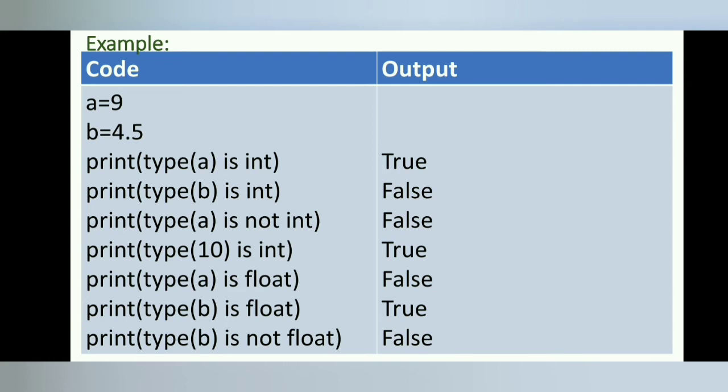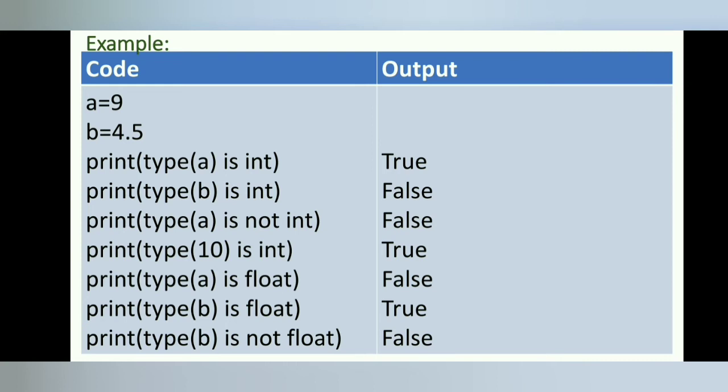Print type a is not int, the output will be false. Print type 10 is int, the output will be true. Print type a is float, the output will be false. Print type b is float, the output will be true. Print type b is not float, the output will be false.